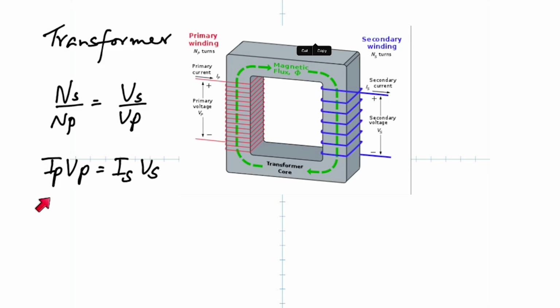But remember that here we have set the powers to be equal. So the power in the primary is equal to the power in the secondary. What is power? It's the product of voltage and current. And so that's why IP VP is equal to IS VS. I think it's the coffee helping me out.